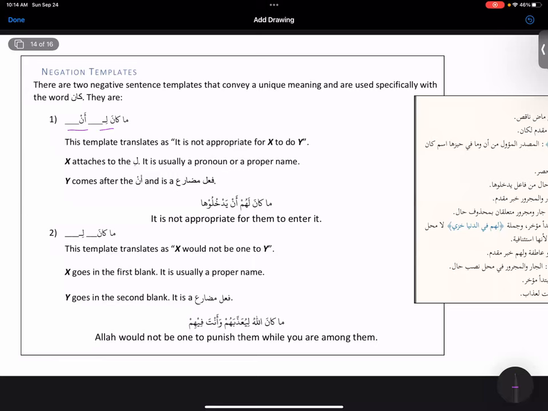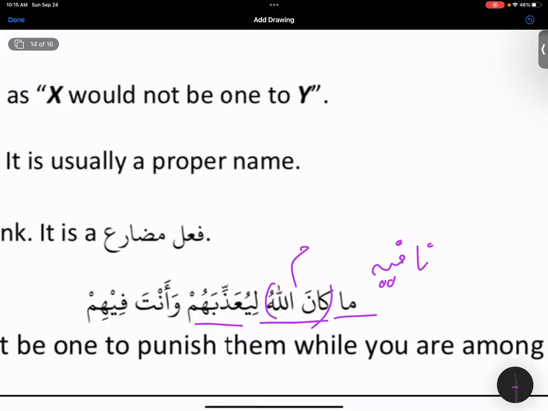So how are we going to do the label of it? Ma kana Allahu. This ma we are going to call ma nafiya. Then kana Allahu is basically the mubtada, right? Li yu'adhibahum. This li is lam, giving the reason. It is lam ta'lil, and that is why it is making the fil mudariya, yu'adhiba, mansub. And this hum is maful bihi. Wa anta fihim, this is the hal, while you are among them.